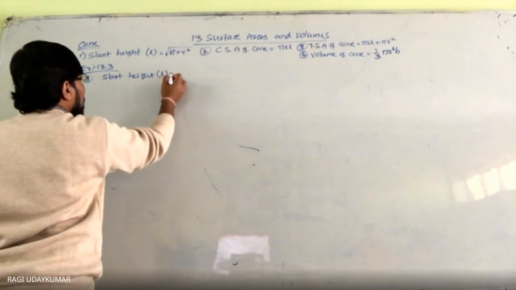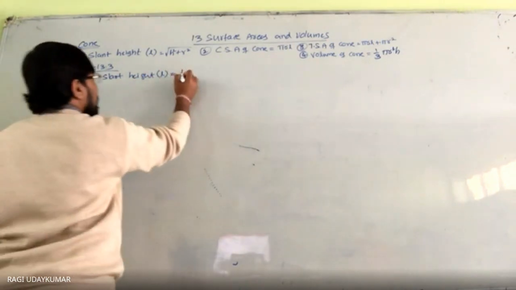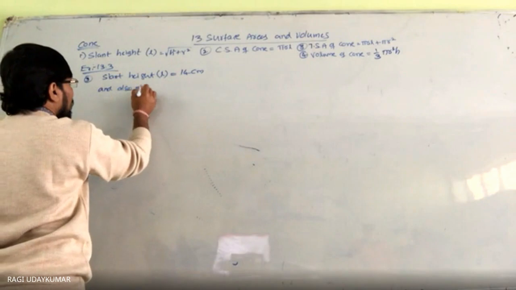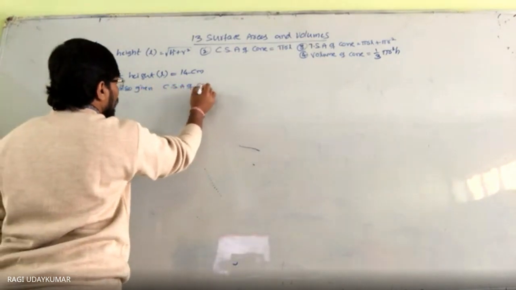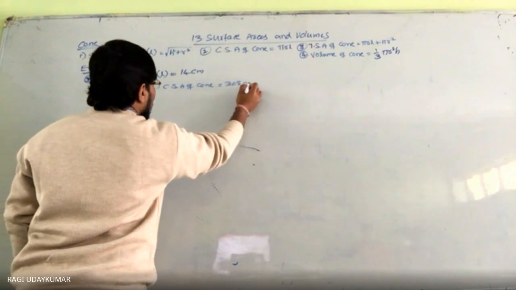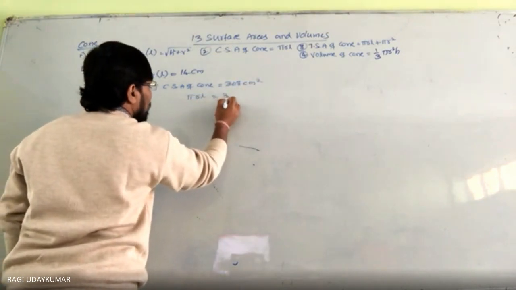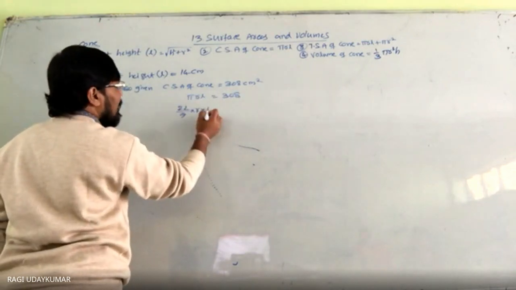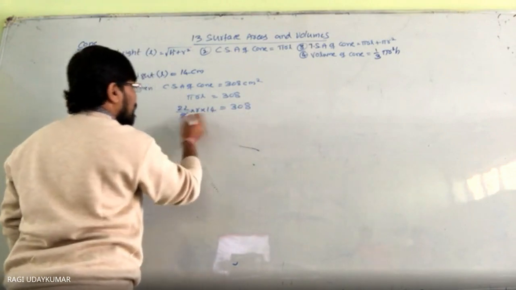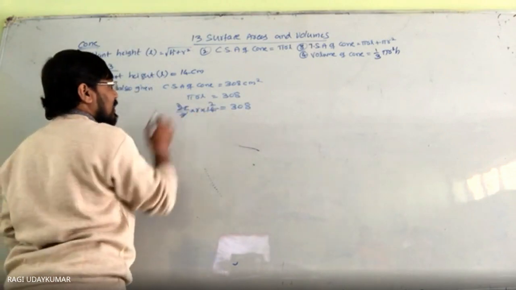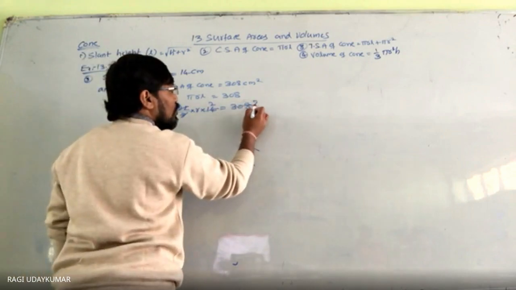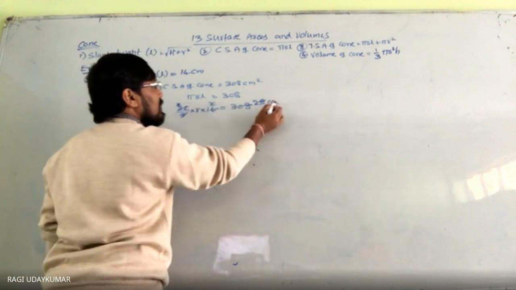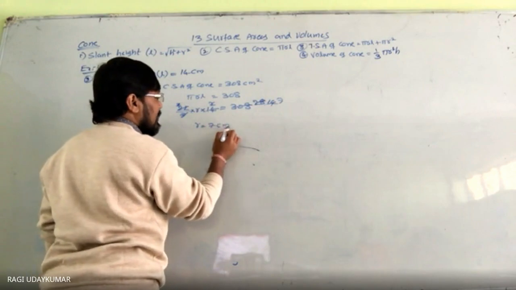Slant height L is equal to what is given to you? 14 centimeters is given to you, and also given curved surface area of cone, which is equal to 308 centimeters square. So this is equal to pi r l is equal to 308, and pi value is 22/7, and L is equal to 14. So 308 divided by 22 by 7 times 14. 7 by 7 2 40. 11 ones are 11, 11 2s are 22. So radius r is equal to 7 centimeters.